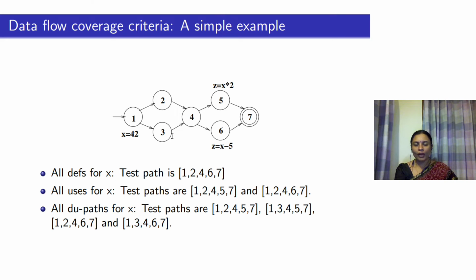So the four paths are 1, 2, 4, 5, 7; 1, 3, 4, 5, 7. Similarly, 1, 2, 4, 6, 7, and 1, 3, 4, 6, 7. Is it clear? So let me just summarize it quickly.